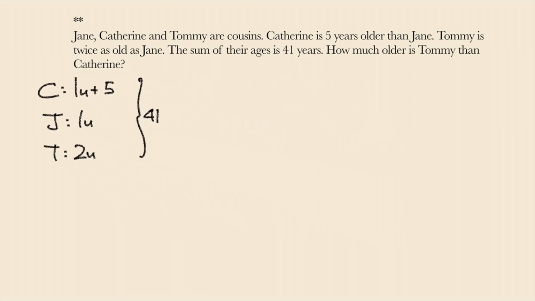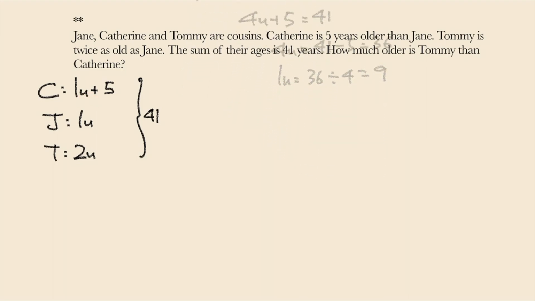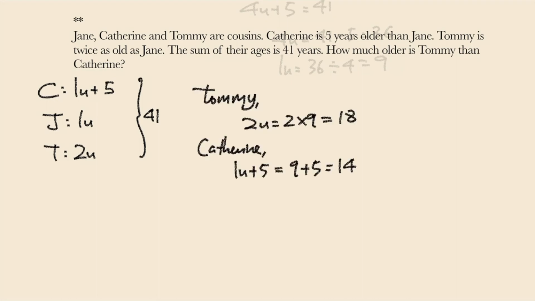Okay, so let's form equations here. Adding everything up, that gives us 41. 4u plus 5 is 41. And 1 unit is 9. They want the difference between Tommy and Catherine. So let's find Catherine's age first, which is 1u is 9. So Tommy will be 2 units, that's 18. Catherine is 1u plus 5, that's 14. So how much older is Tommy than Catherine? So that's the difference there. Subtract and you will get 4 as your answer.